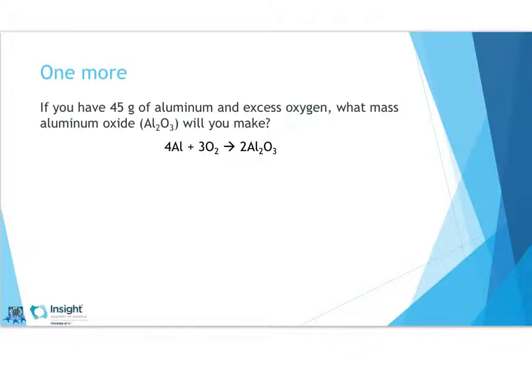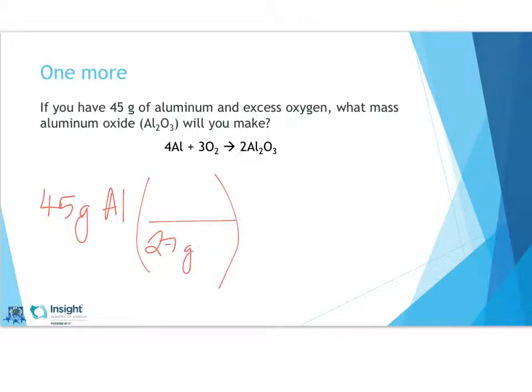So now that you have an answer, let's see if you match. So we're starting out with 45 grams of aluminum. So we have excess oxygen. And I need to convert that to moles. So aluminum has a mass of 27 grams. Alright, and that's going to be 1 mole of aluminum. So that is taking care of my grams.